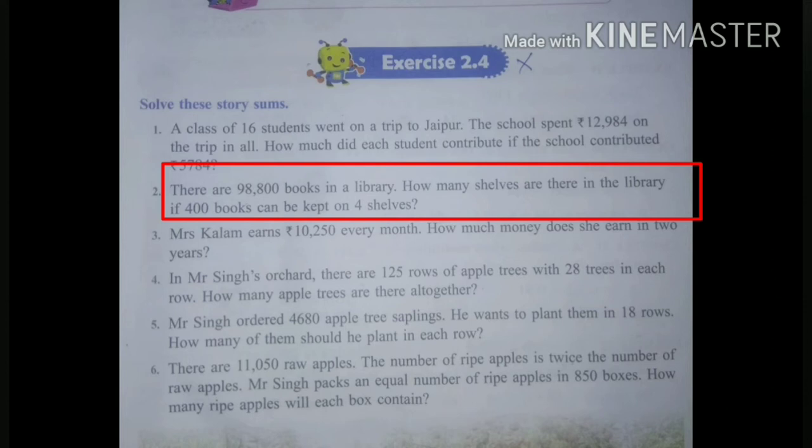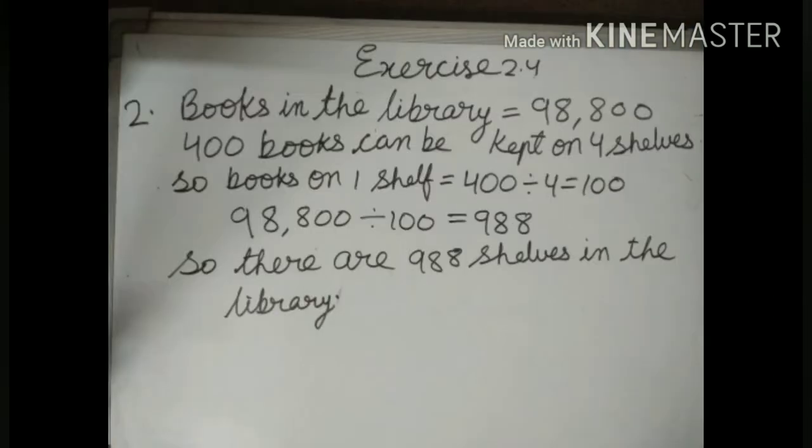So first we understand this condition that 400 books can be kept on 4 shelves. Means 4 shelves में 400 books रखी जाती हैं. तो first we find that 1 shelf में कितनी books होंगी. So we divide 400 by 4. So we get 100. It means 1 shelf के अंदर हम 100 books रख सकते हैं.